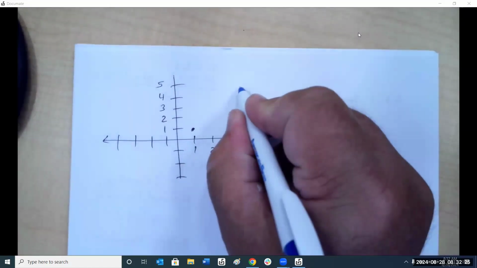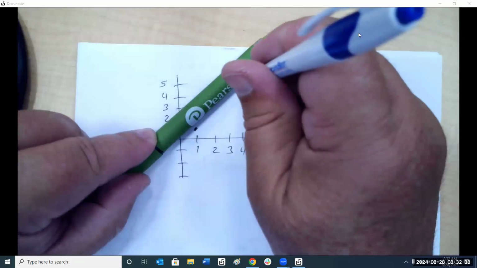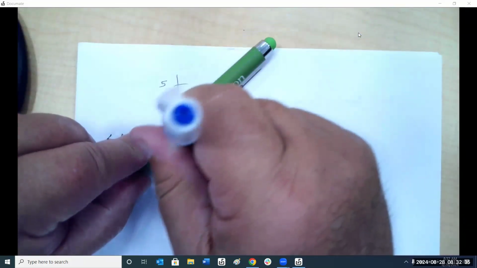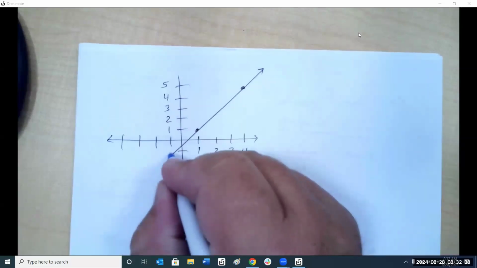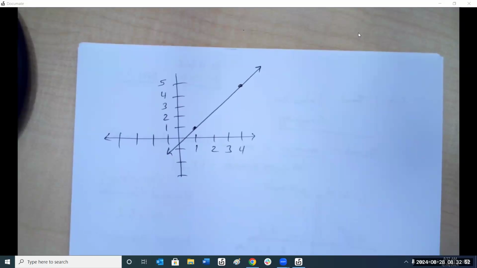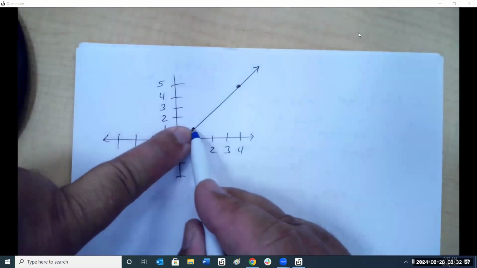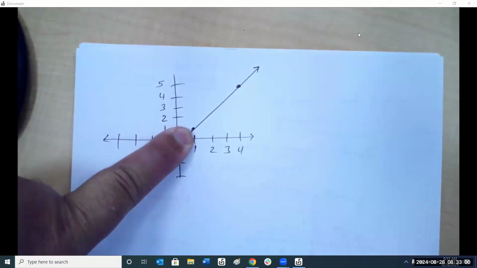Because once you have 2 points, the line is now fixed. One and only one line can go through those 2 points. That's the definition of a line. The definition of a line is it goes infinitely in both directions. What do we call it if it has a starting point and goes on infinitely? What is that called?